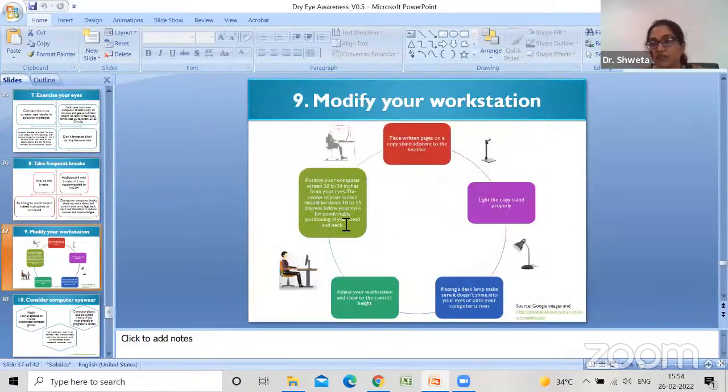Modify your workstation, that is what I was saying regarding how you should keep the screen and how you should sit. Sitting position should be good, erect back, level of the screen with the level of the eye. You should not have to look too far up or even too far down by bending your head. It should be at the level of the eye.